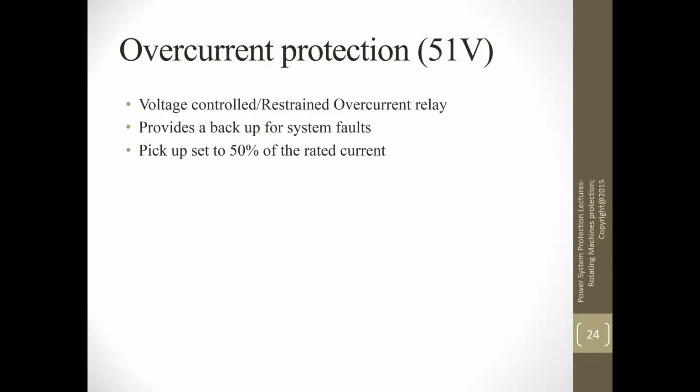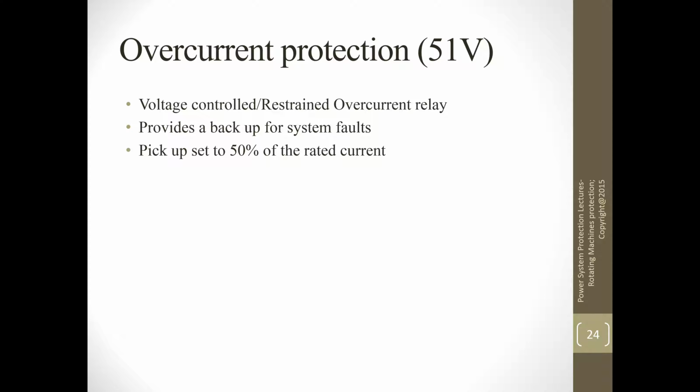protection guide. And there are several papers published by the North American Electric Reliability Council. You can look at their website, nerc.com, and you can get those papers in the compliance region. There is also an overcurrent protection, 51V. It is voltage controlled or voltage restrained. At normal voltage applied to the relay, the pickup is set to 200% of the rating, and then provides a backup for system faults.